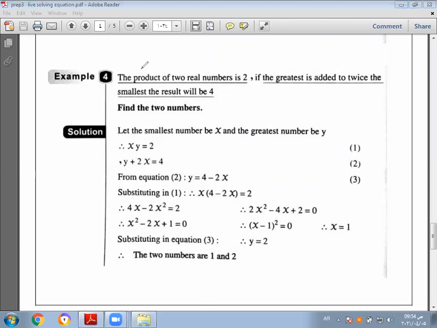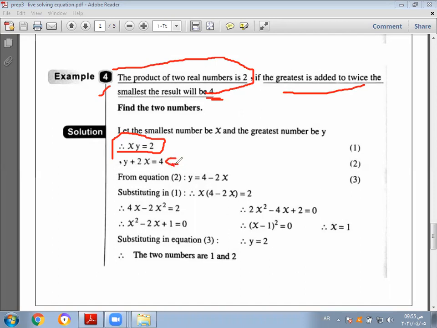Now we want to write this word problem as equations. The product of two numbers is 2 means x times y equals 2. This is the first statement. We say the greatest number will be y. So y plus 2x equals 4. We get it from the other statement: the greatest is added to twice the smallest number, and the result will be 4, so y plus 2x equals 4.